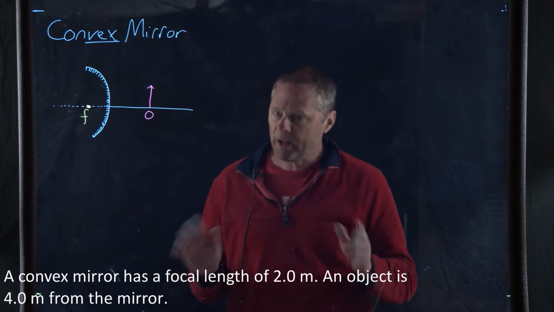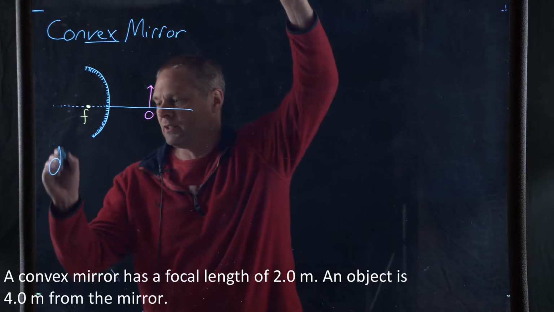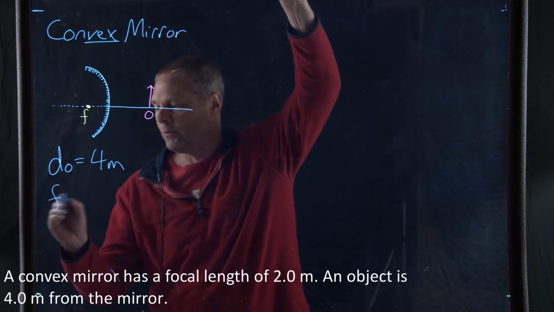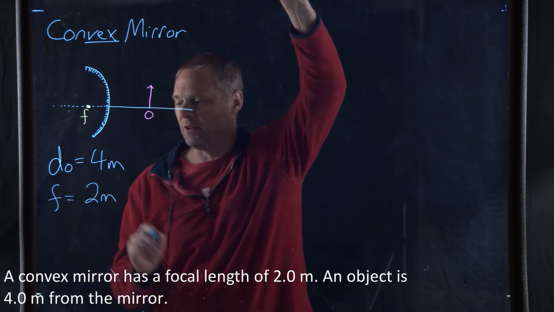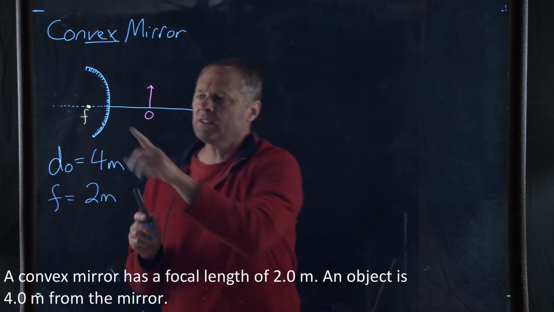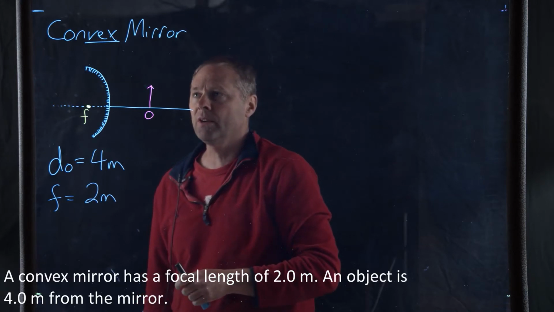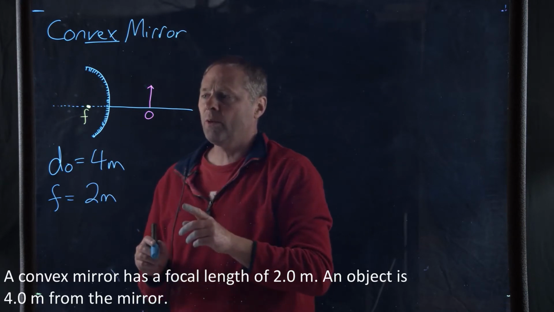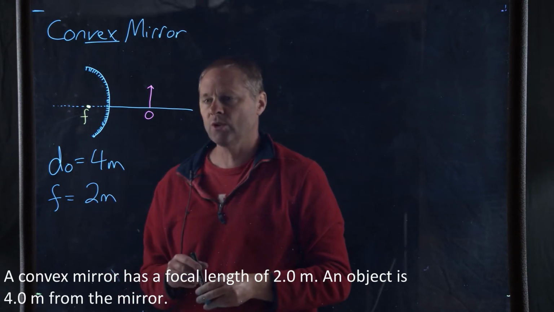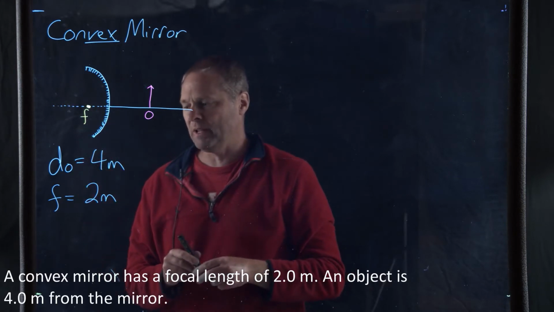Now, we got to be kind of clever here. So let's write a few things down, right? So we know that the distance of the object is going to be 4 meters. We know that the focal length is going to be 2 meters. But we got to be kind of clever here, because we're on either side of the mirror. And therefore, one of these is going to have to be negative. It doesn't matter which one you want to choose. The way I'm looking at this side happens to be negative there.